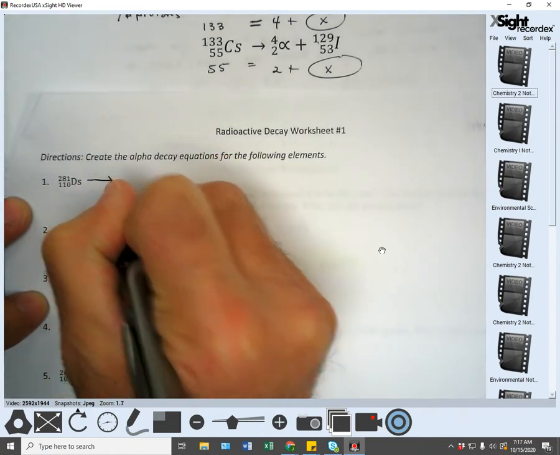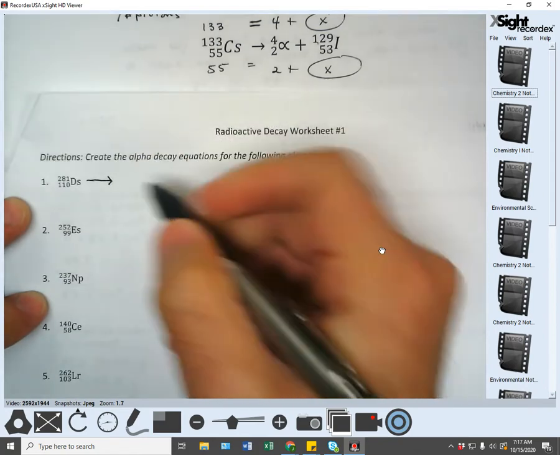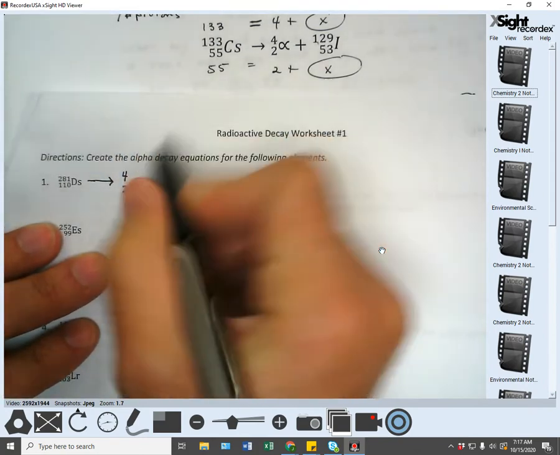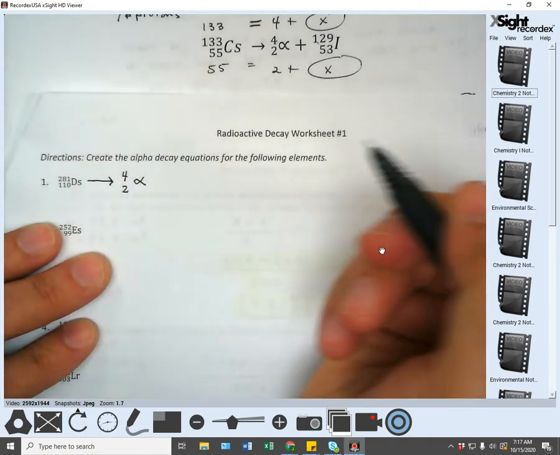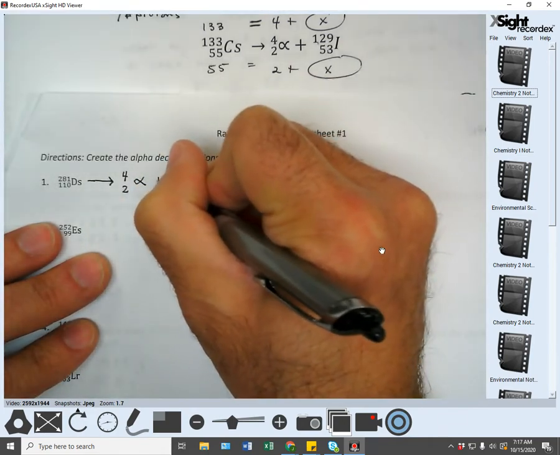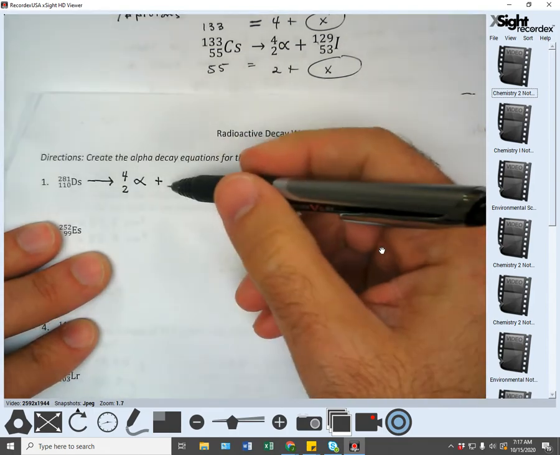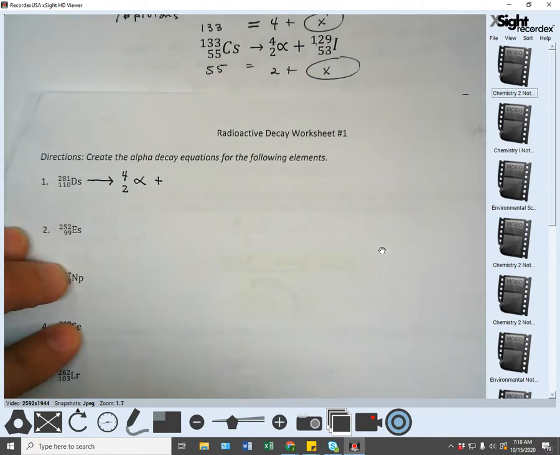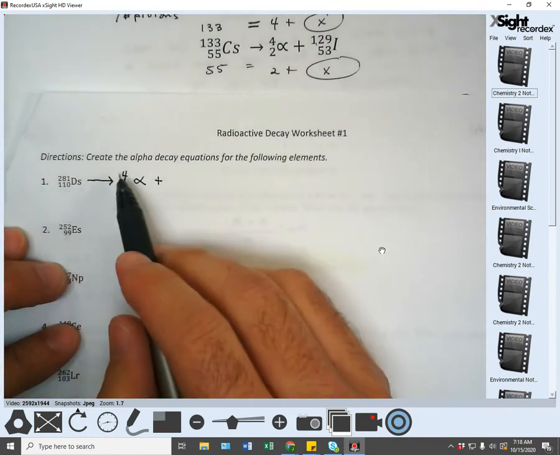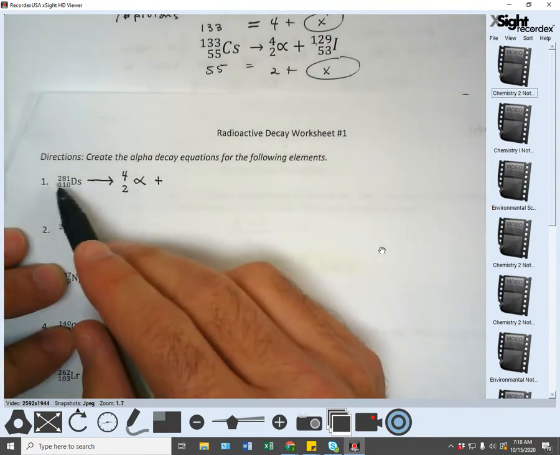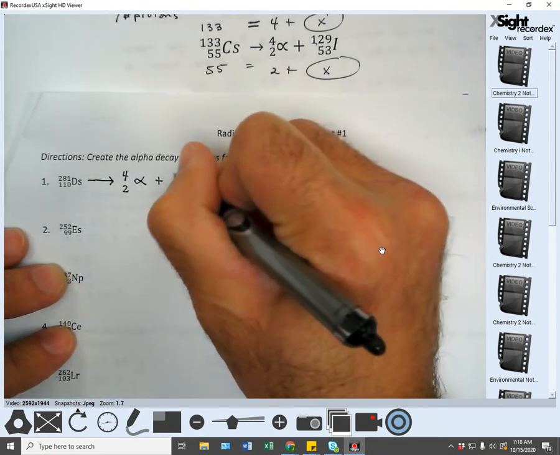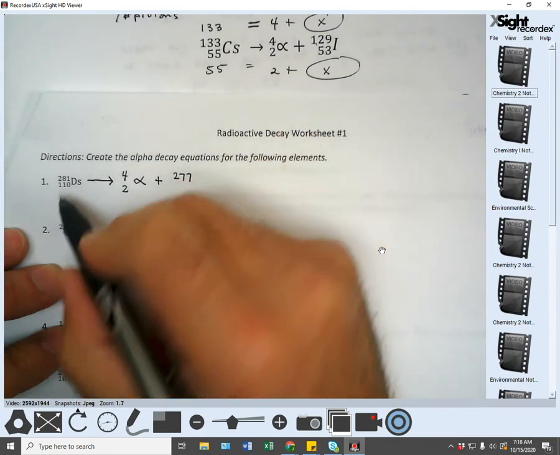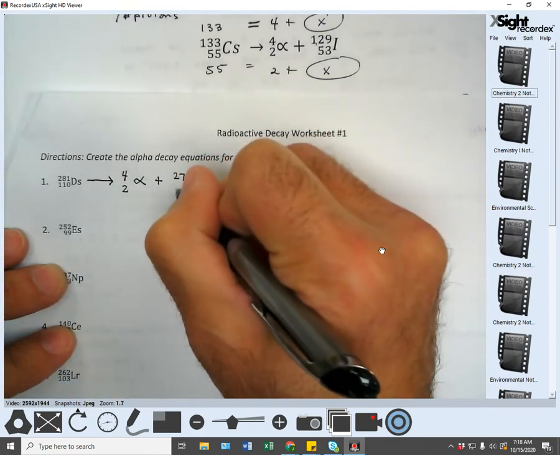Okay, so I draw my arrow. So what is it going to turn into? Well, it's alpha decay, so I have to have an alpha particle as one of my two things. So 4/2 alpha, plus we're going to separate the alpha particle from the new part. We're going to think of it as 281 equals 4 plus what number? Or 281 minus 4, so that's going to give us 277. 110 equals 2 plus what number? Or 110 minus 2 is 108.